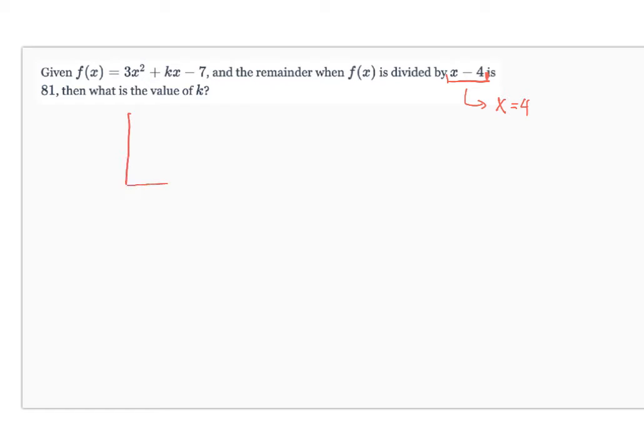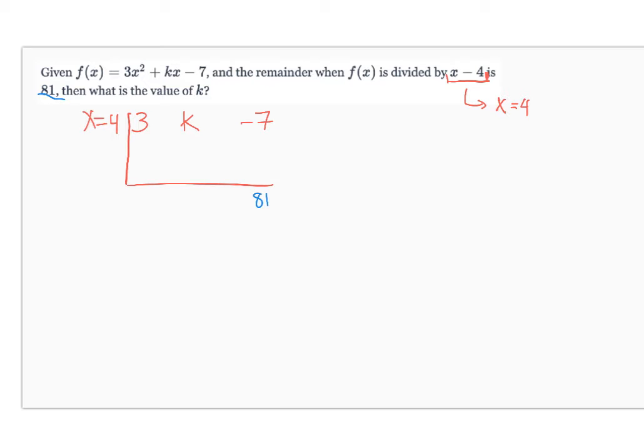So I'm going to set up my synthetic division. We've got 3 and then a k and then a minus 7. I know that x minus 4 is going to be x equals 4 out front. And my remainder is going to be 81. So 81 has to be here.